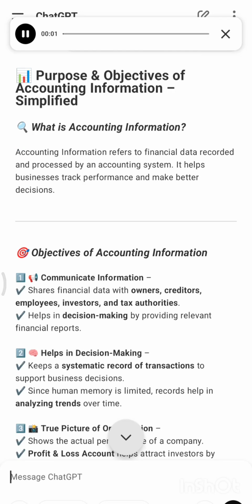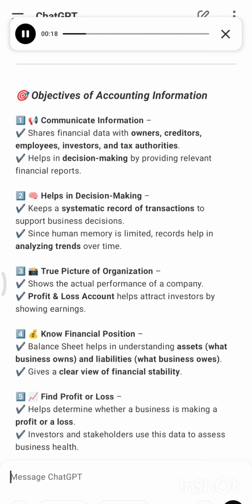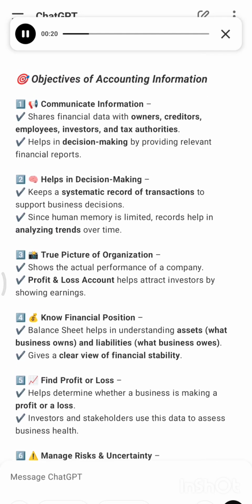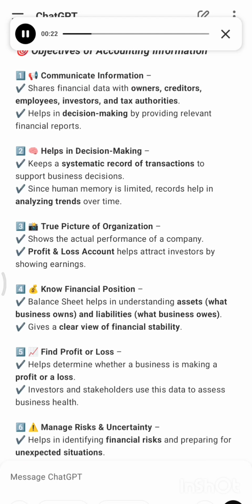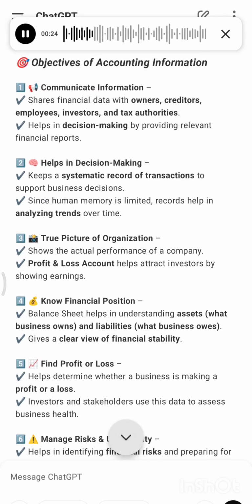Objectives of accounting information. What is accounting information? Accounting information refers to financial data recorded and processed by an accounting system. It helps businesses track performance and make better decisions. Objectives of accounting information. 1. Communicate information. Shares financial data with owners, creditors, employees, investors, and tax authorities. Helps in decision-making by providing relevant financial reports.